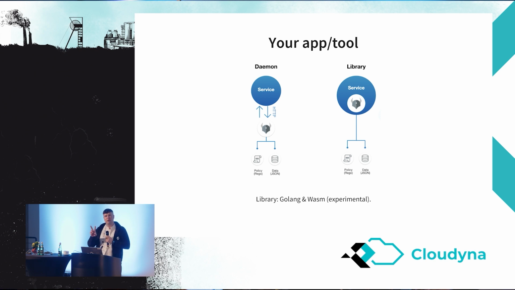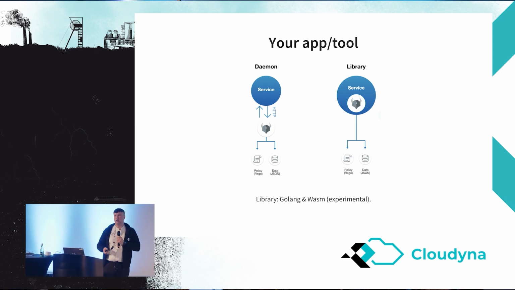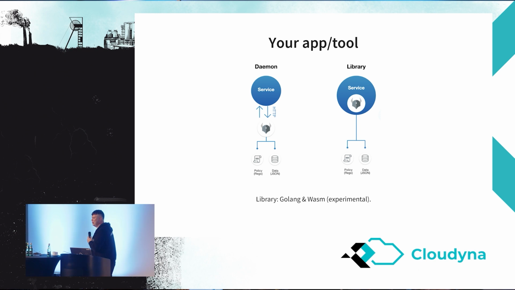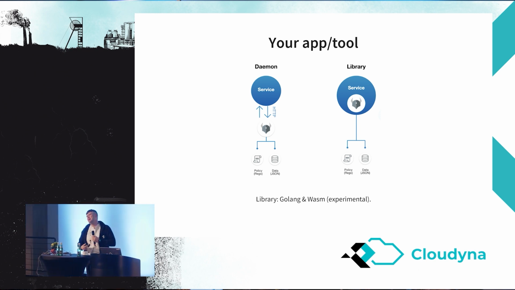So we have 2 options to run the OPA agent. The first one is running OPA as a daemon. This one you will need to do if you are writing your program in C#, Python, languages where you cannot use a built-in library.